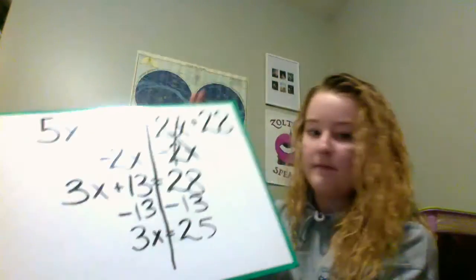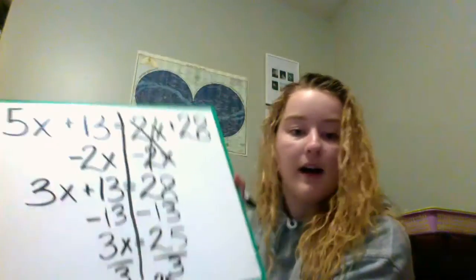Just like a two-step equation, take away my lonely number. I minus 13 on both sides. 3x equals 25. And I divide out by 3. I can leave this as an improper fraction, turn it into a mixed number, or turn it into a decimal, up to you.